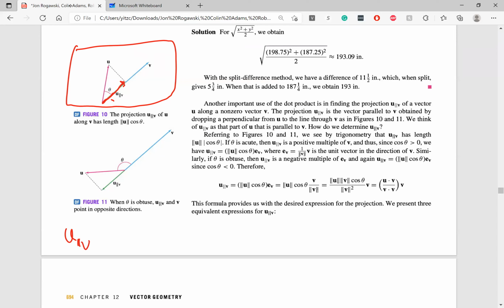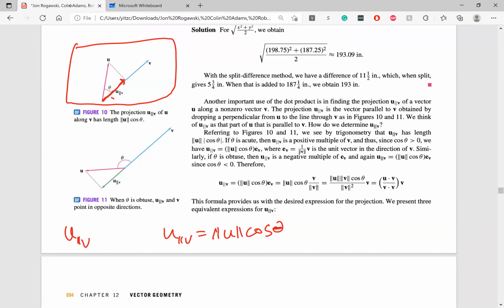Now we know that u projected onto v is the same as the magnitude of u, that's r, times cosine of theta. This gives you the length, this length right here, the length of this vector. If you then want to find the actual vector, you will multiply that by the unit vector of v. So this is the length right here. Give me a second.